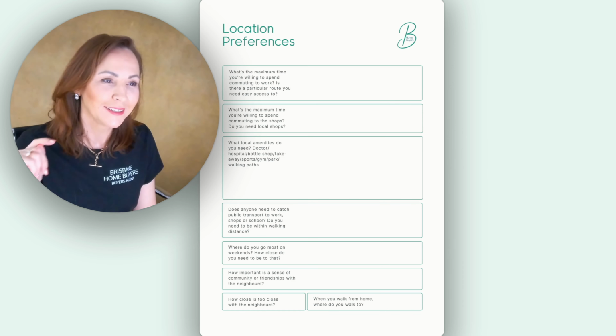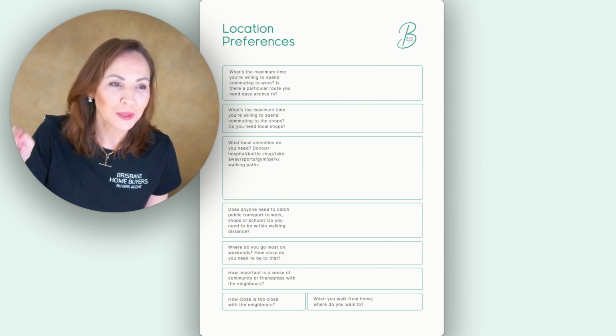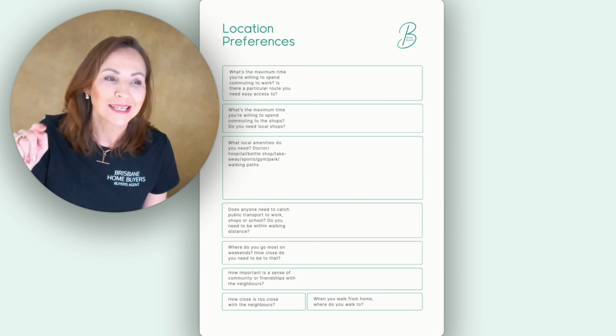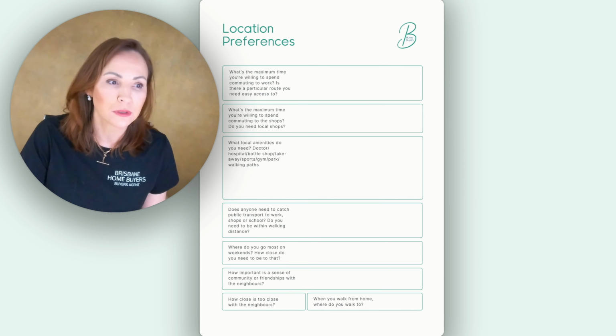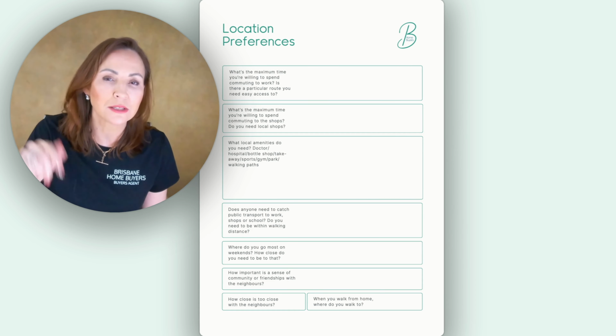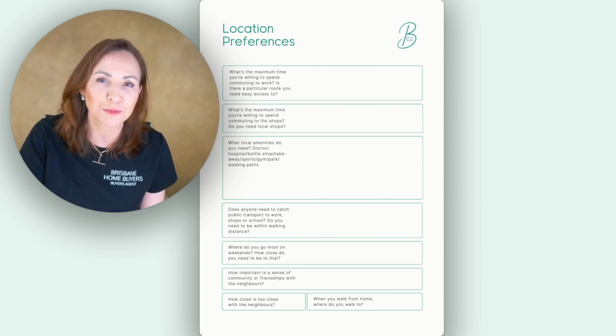Next page. Location preferences. What's the maximum time you're willing to spend commuting to work? Is there a particular route that you need easy access to? What's the maximum time you're willing to spend going to the shops? Do you need local shops? Are you happy to drive half an hour to get to the shops? Some people just want to be able to walk to the shops. I need you to answer these questions, even if you just have one sentence in each box.